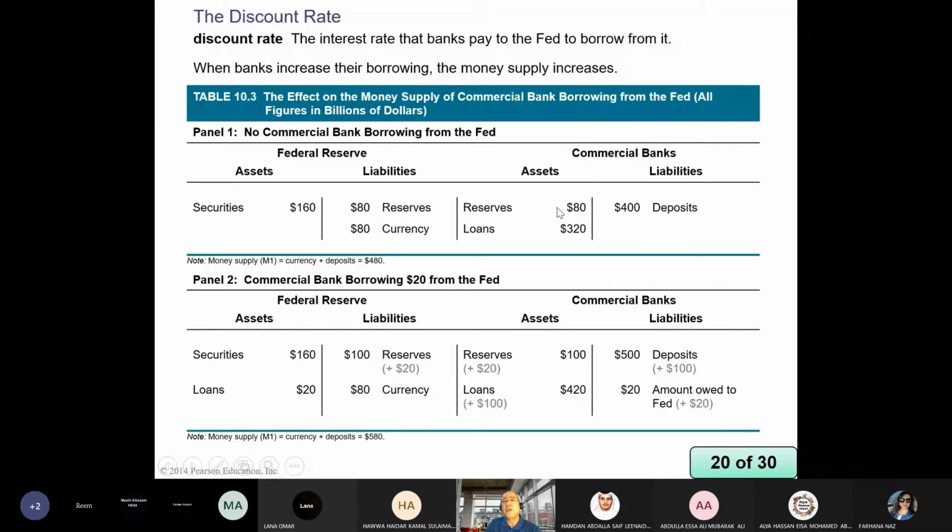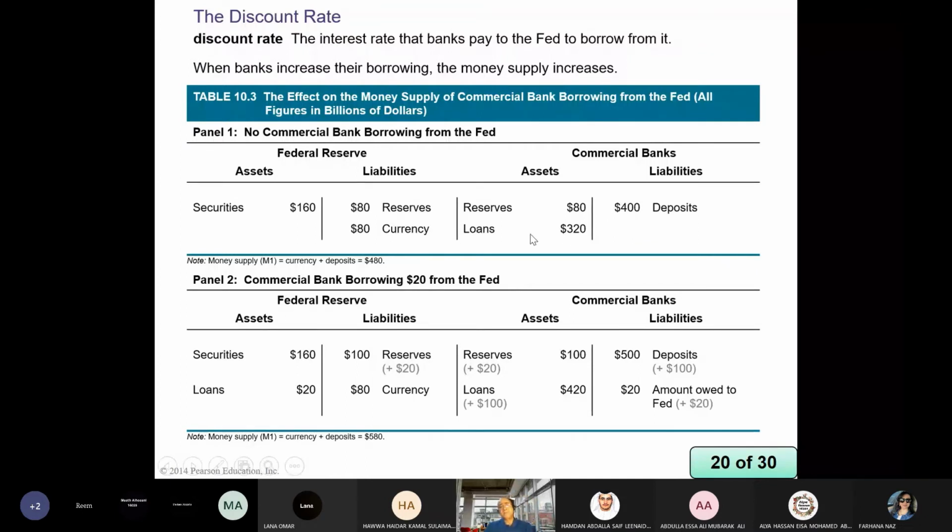So reserves of 80 will create deposits of 400 through giving loans. So why are the loans 320? 400 minus 80 is 320, or you can say 400 times 0.8. Why 0.8? 1 minus the required reserve ratio. 1 minus 0.2 is 0.8. So 400 times 0.8 equals 320.